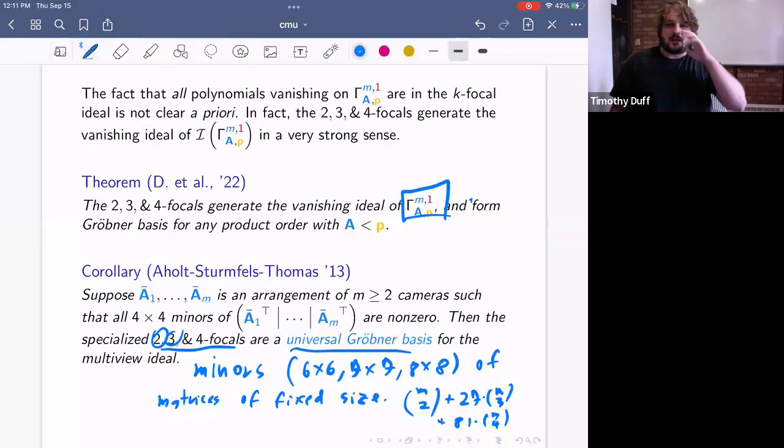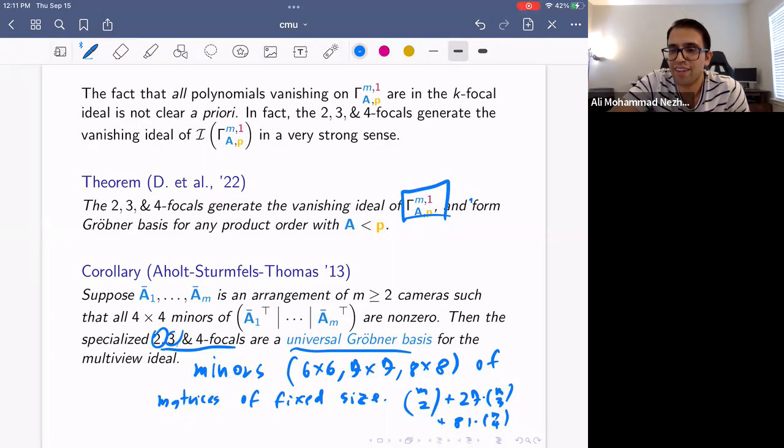Mm-hmm. So because new constraints appear in non-generic situations, it's probably not fair to say that this is a worst case bound in any sense that I can think of. All right, great. Any other question?